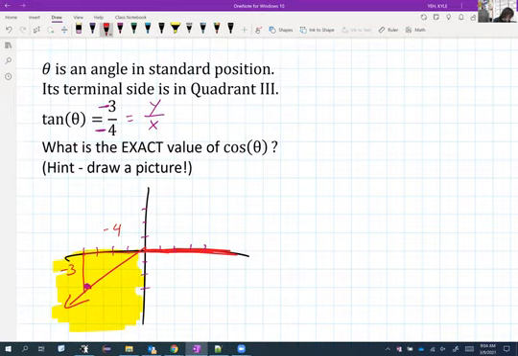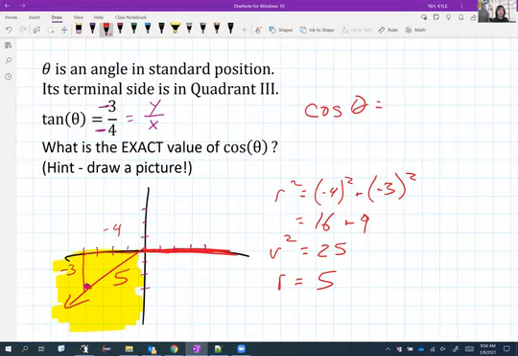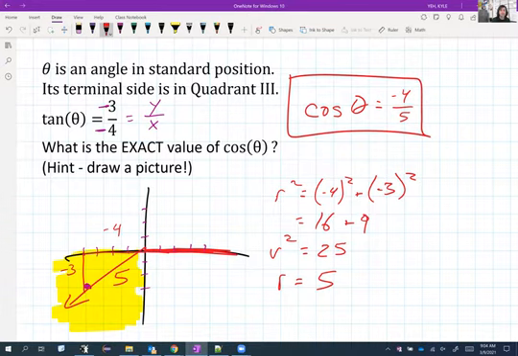What is my r? r squared equals -4 squared plus -3 squared. 16 plus 9, 25. So r squared equals 25, r equals 5. It's one of our nice 3, 4, 5 triangles. And so what is the exact value of cosine theta? Cosine theta equals x over r. -4/5. The hardest part of this problem, honestly, is probably figuring out where in the graph this terminal side lies. Where does this point lie based on the quadrant, based on the tan value? But this is hopefully a nice demo, a walkthrough of how you can do that.